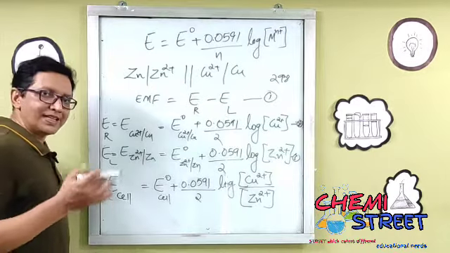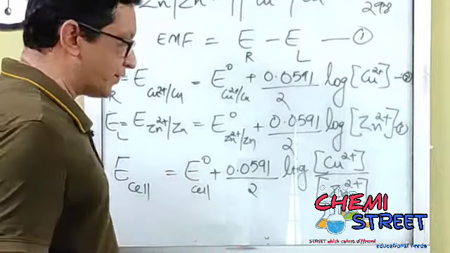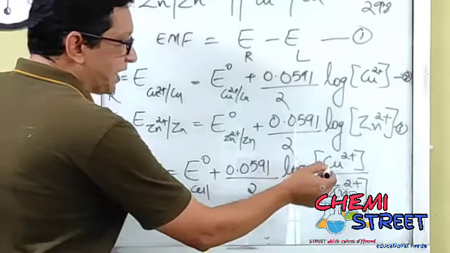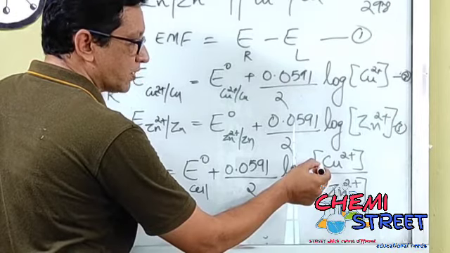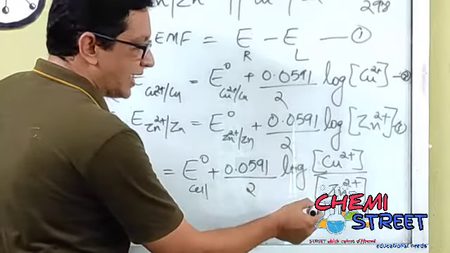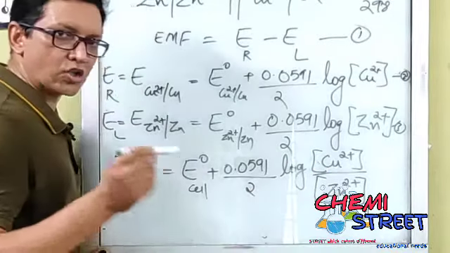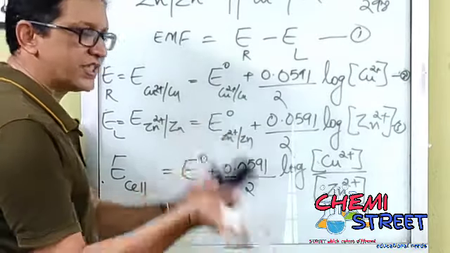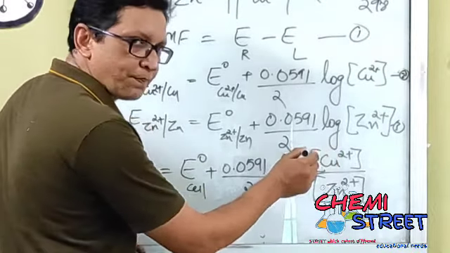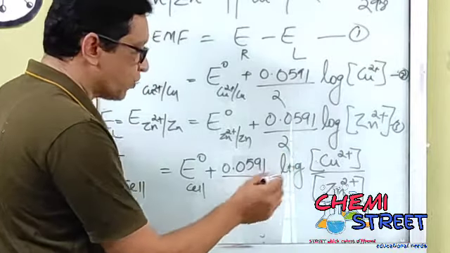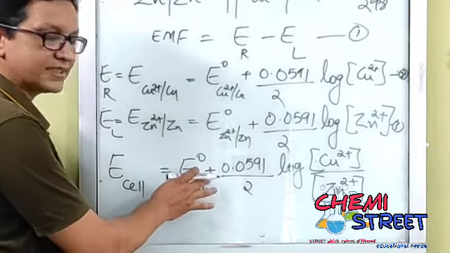And one more thing, there is a lot of chance of getting confused. Listen, this is the concentration of the reduced electrode, and this is the molar concentration of the oxidized electrode. If you just change it, Zn2+ can be put at the top, at the numerator. So here you have to change the value.